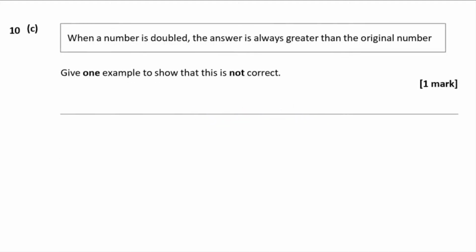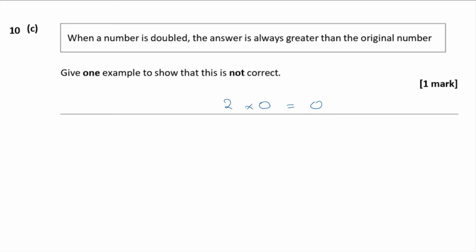And part C says when a number is doubled, the answer is always greater than the original number. Give one example to show that this is not correct. Well, if I take 0 and I double it, 2 lots of 0, I get 0 then. That's still the same number, isn't it? So that one hasn't increased.